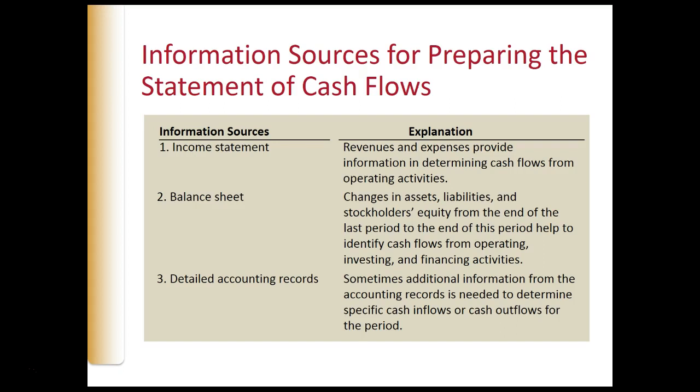First, the income statement provides information in determining cash flows from operating activities. The balance sheet is where we look at the changes in assets, liabilities, and stockholders' equity accounts from the end of the last period to the end of this period to find cash flows from operating, investing, and financing activities. And then we'll look at detailed accounting records because sometimes we need additional information from the accounting records to determine specific cash inflows or cash outflows for the period.